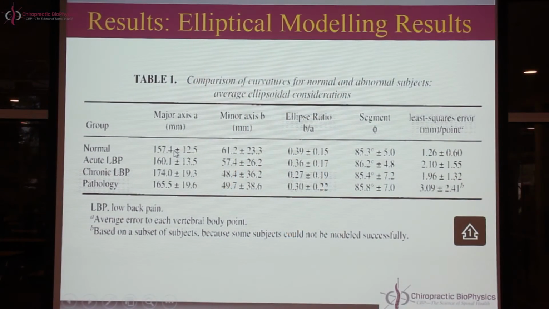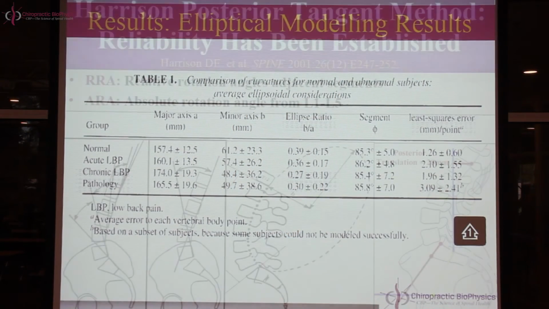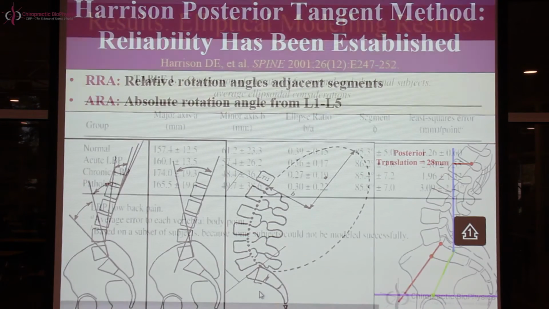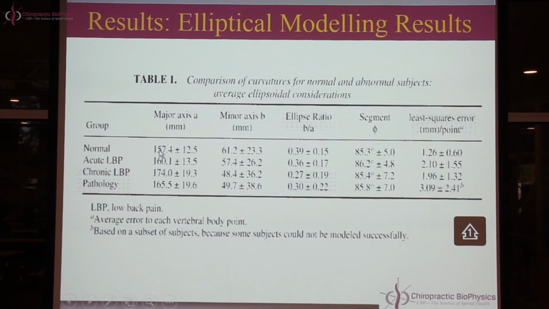Here's what we identified, the results. The normal subjects, their major axis of the ellipse, okay? That's the long axis of the ellipse. Let me back up. That's A right here, the long axis. That's 157 millimeters. The acute back pain, 160. Chronic, 174. Pathology, 165.5.